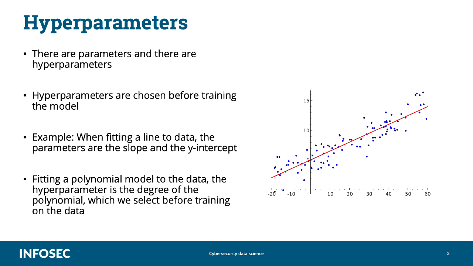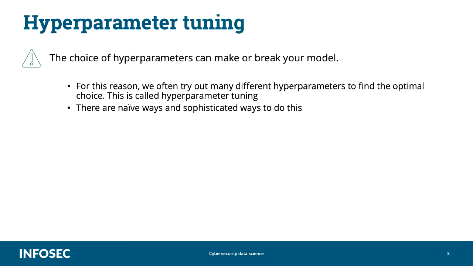On the other hand, if I'm looking at different possible polynomial models to fit to the data, then my hyperparameter is the degree of the polynomial, which I choose ahead of time, and then fit the polynomial to the data. So my hyperparameter is degree. For instance, it could be degree 1, which is a line, degree 2, quadratic, degree 3, and so on. And at the end, after I train each one of these polynomial models, I will choose the best one, hence picking my hyperparameter.